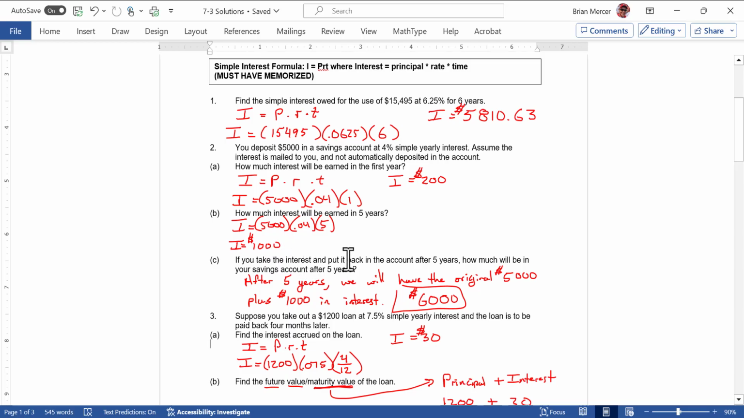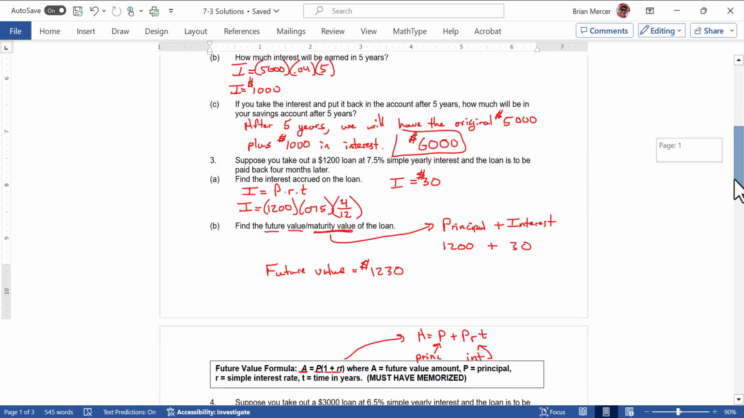If you take that interest and put it back in the account, how much will be in the account after 5 years? Well, if you had the initial 5,000 and you earned an extra 1,000 in interest, so that nets you $6,000 total. Let's just move on here.